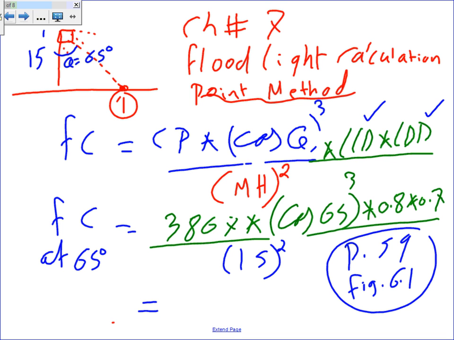Chris, did we get an answer? No. Anybody else got 0.7? 0.7 of a foot candle. 0.73, it should be more though. Yep, so it's 0.73. You got it? Okay. 0.3, somehow it looks strange.